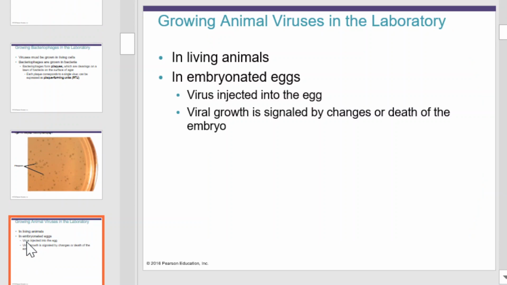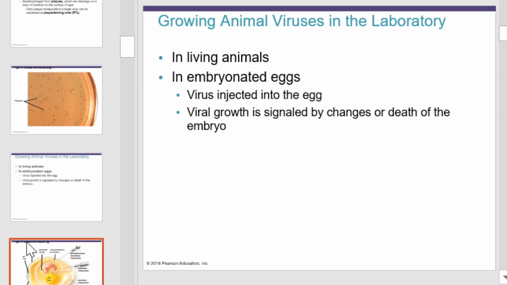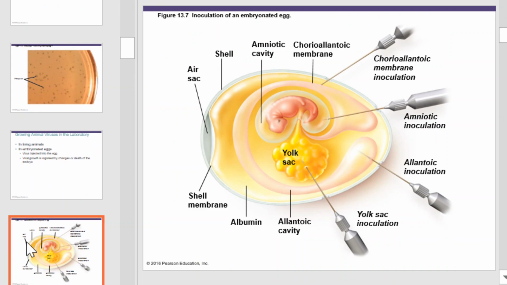In living animals, viruses can be cultured. Viruses can be cultured in embryonated eggs. Viruses can be injected into the egg. Growth is signaled by changes or death of the embryo. This is an example of such an activity, where viruses can be injected into different layers or areas within an egg and cultured.